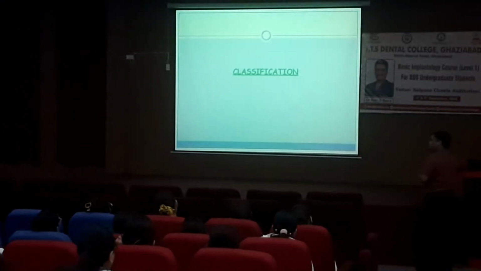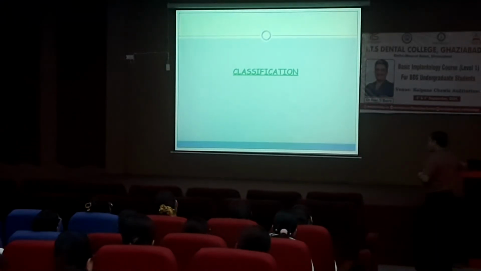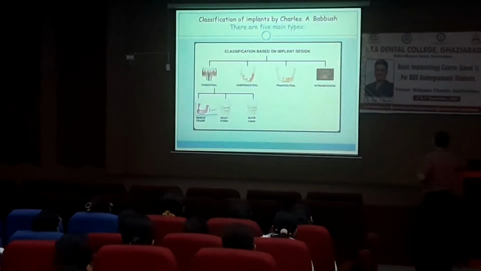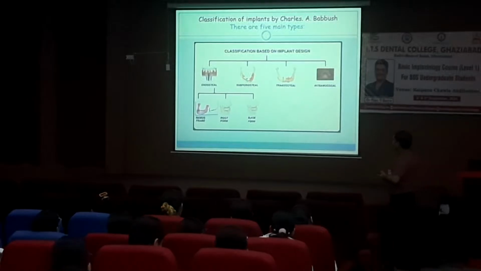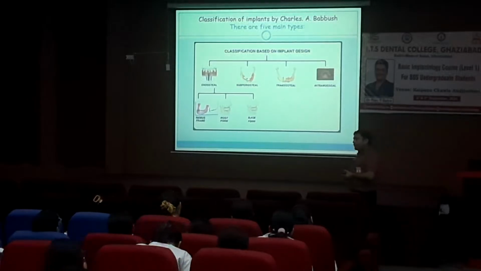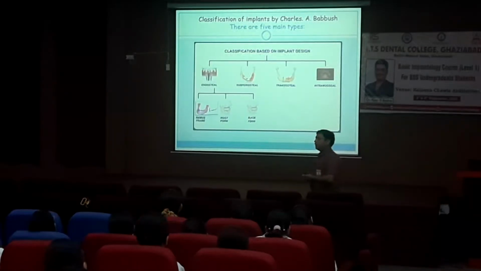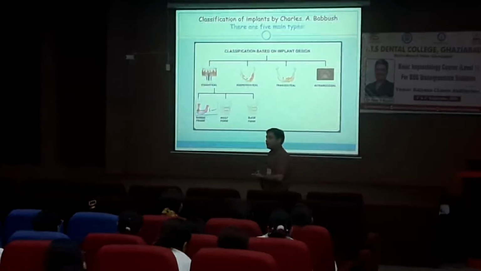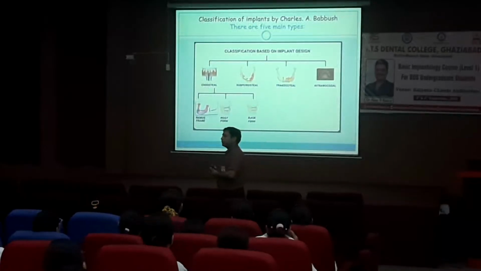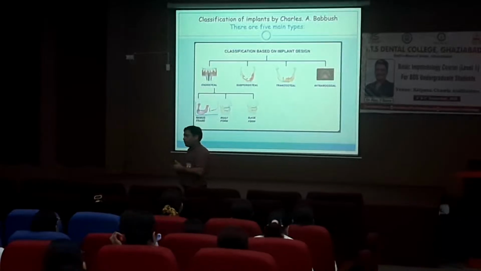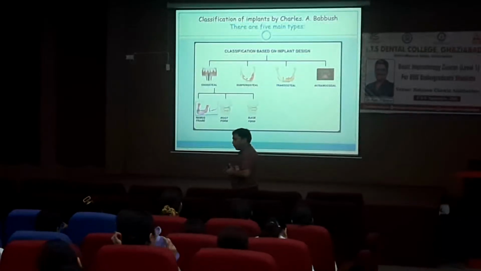Now we come to the classification. I am just touching on the classification. What are the different types of classification we have? The first is given by Babush. The classification goes based on the implant design. ठीक है? Endosteal implants कौन से होते हैं? What are the endosteal implants? अभी बताया था. It is a root form implant. It is going inside the bone.